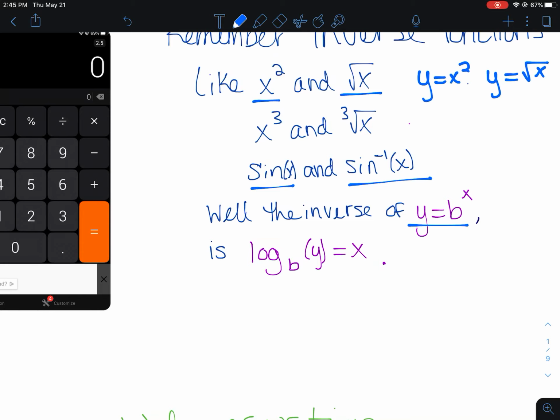Well, here, y equals b to the x, that's an exponential function. The logarithmic function, which is its inverse, is taking the base of your exponential, and it becomes the base of your logarithm, and logarithm is abbreviated log, just a log.